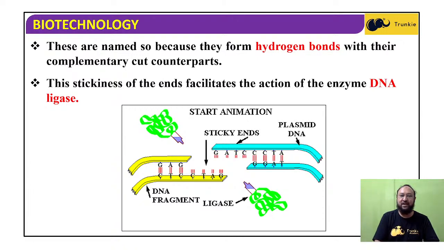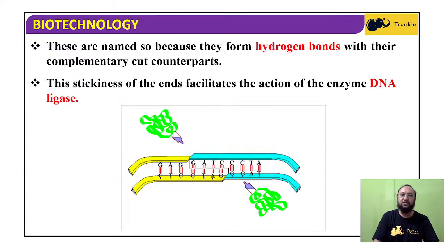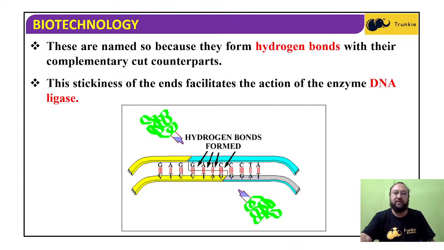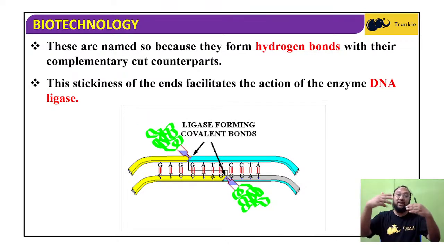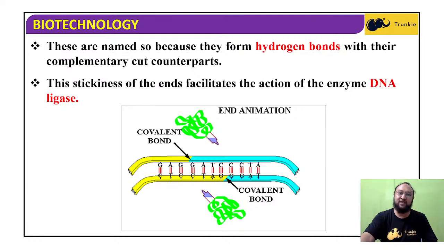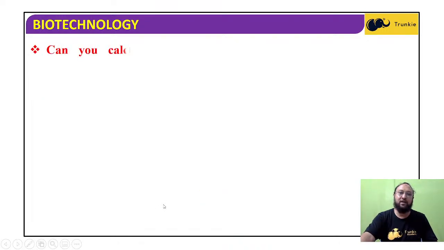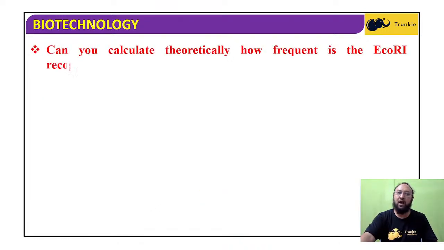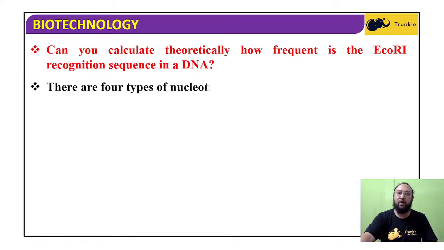The ligase is there, the sticky ends are there. Now it is joining, and now it has ended. So hydrogen bonds have formed, and ligase is the enzyme that helps in the joining. Now, can you calculate theoretically how frequent the EcoRI recognition site sequence is in a DNA?